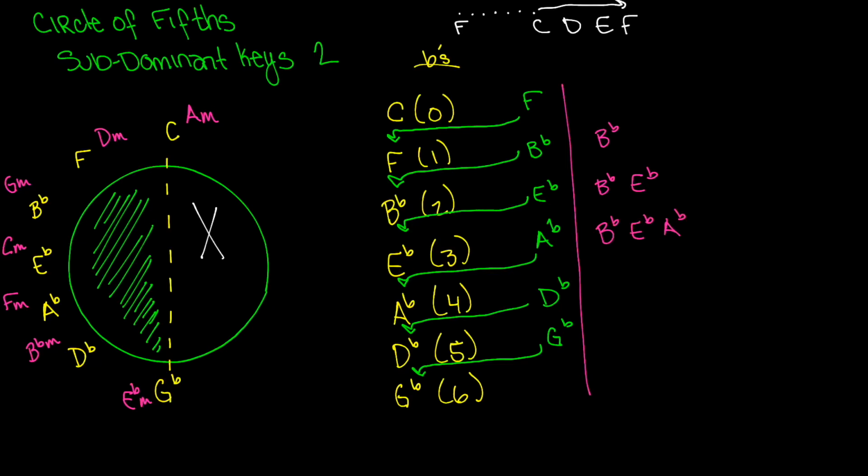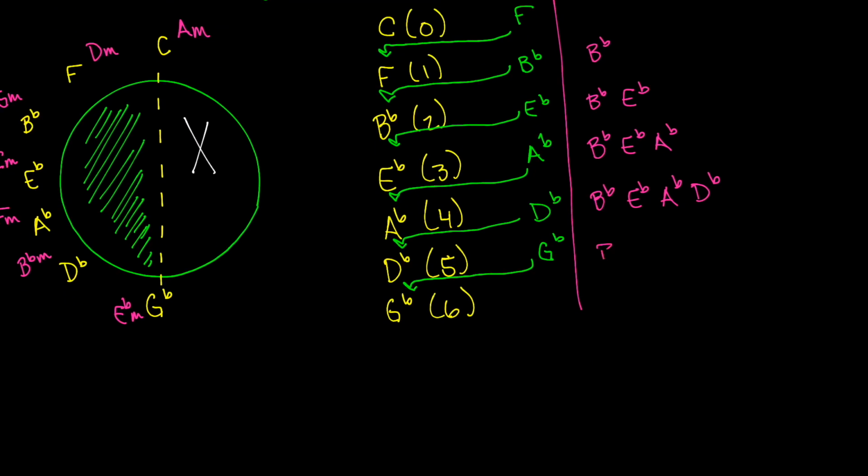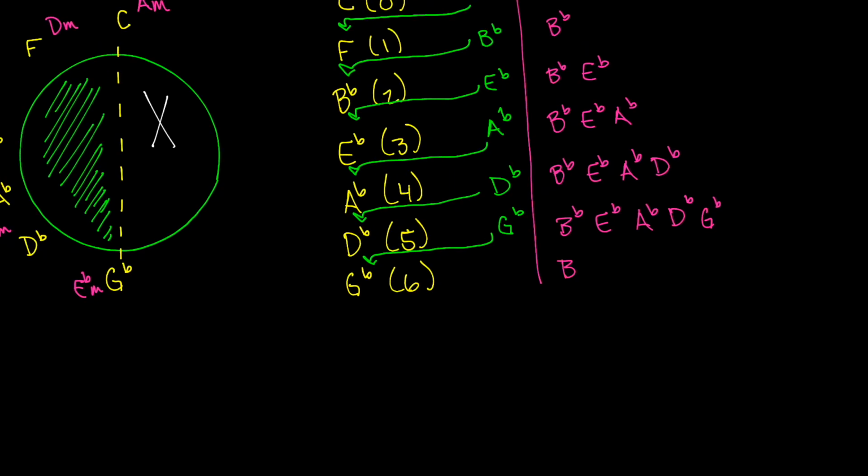A flat major is going to have B flat, E flat, hopefully you can guess it, A flat, and the new one, which is D flat. D flat major is going to have B flat, E flat, A flat, D flat, and the new one, which is G flat. And finally, G flat will have B flat, E flat, A flat, D flat, G flat, and C flat.